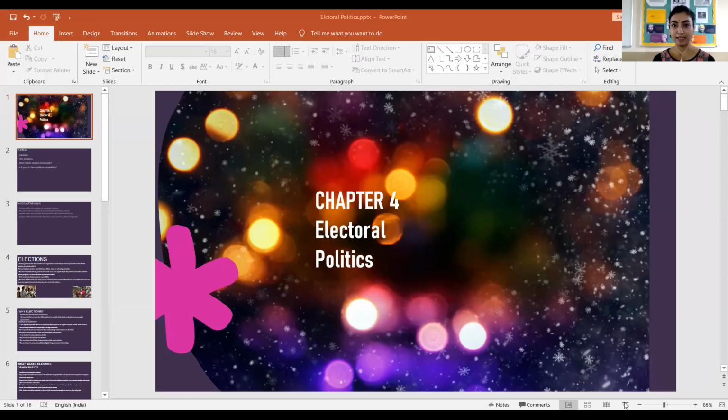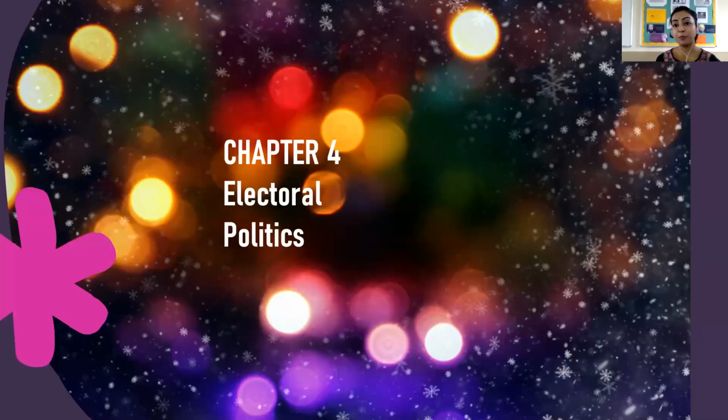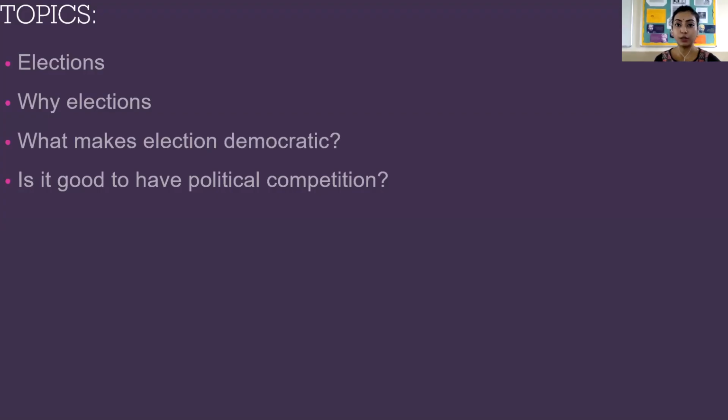All right. So as I said, today we are going to do chapter number 4 from your civics book, that is electoral politics. And what are the topics that we are going to look at in today's class? We are going to look into elections. What is the meaning of elections, or rather why we need elections? Then how do we consider that elections are conducted in a very democratic way? And the last topic will be, is it good to have a political competition? So all these topics will be covered in today's class.